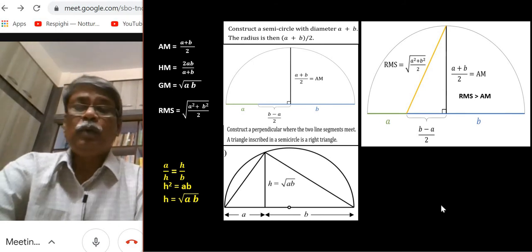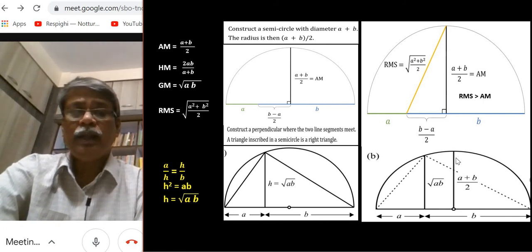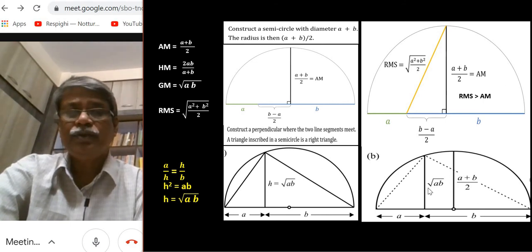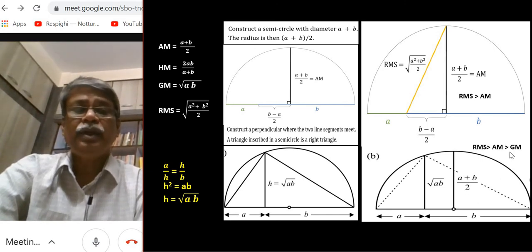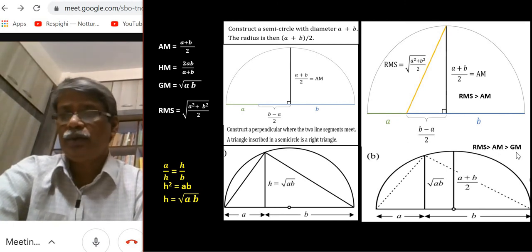Now we have to compare with the other, and that is again a matter of common sense. Here this length is A plus B by 2, and this is the biggest one in this semicircle, that is the radius, the arithmetic mean, and this is a smaller one visibly from this line. So this is the geometric mean. So we can conclude that the geometric mean is less than the arithmetic mean. And already we have seen the arithmetic mean is less than RMS. So the overall order up to this point is RMS greater than arithmetic mean greater than geometric mean.